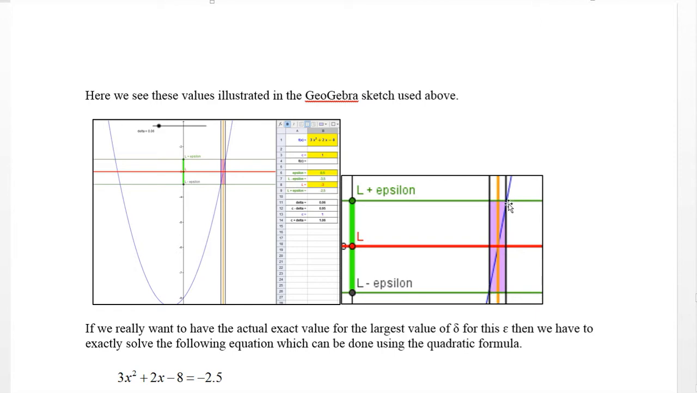If we made it any bigger, then it's going to go out the top right here. Maybe at the bottom too. So that would not work.